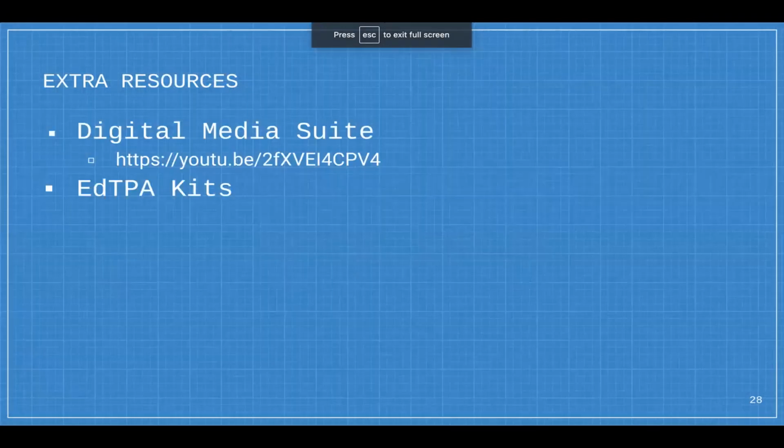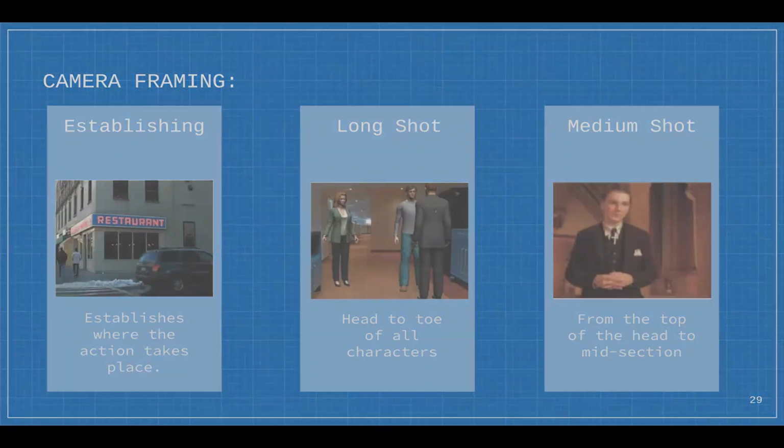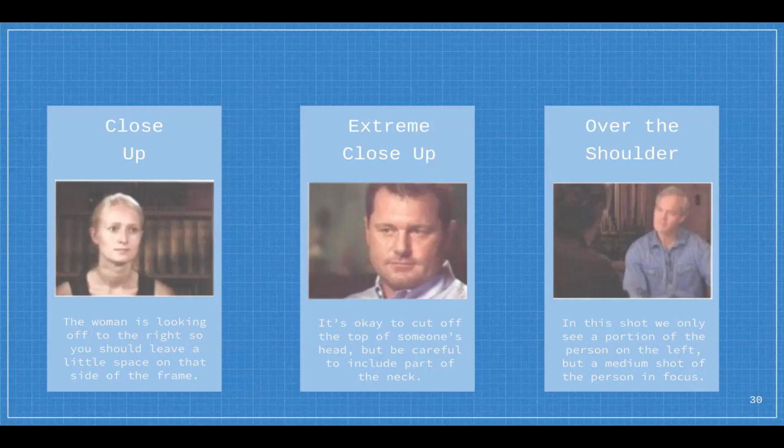So next, I just want to go over a couple of different camera framing techniques. We're just going to briefly go over them. First would be the establishing shot. This establishes where the action or the setting is, where everything is going to take place. Next would be the long shot, which is just a head to toe of everyone. Medium shot is from the top to the midsection. Then we have the close up.